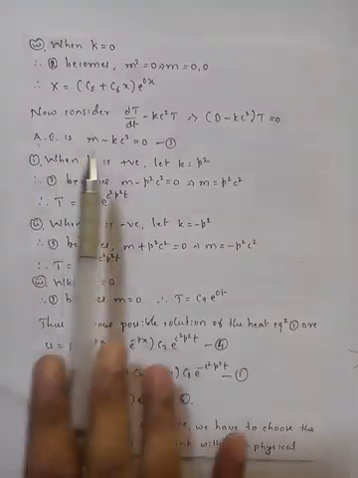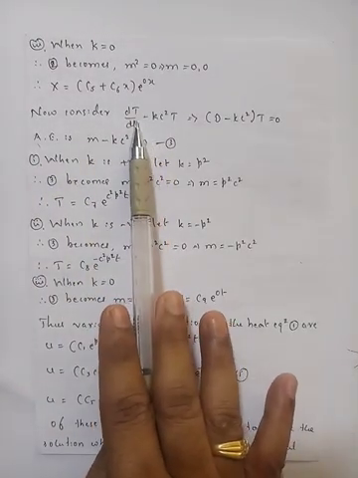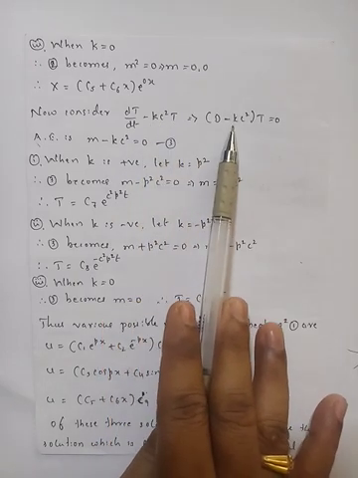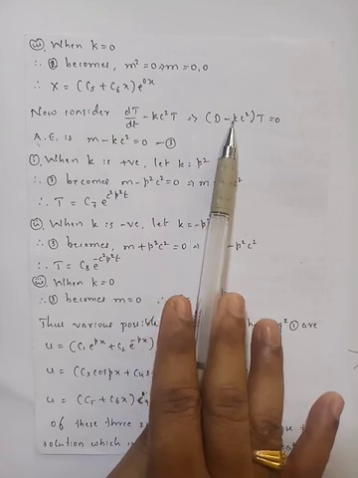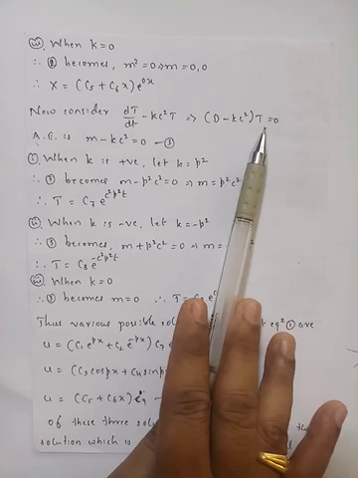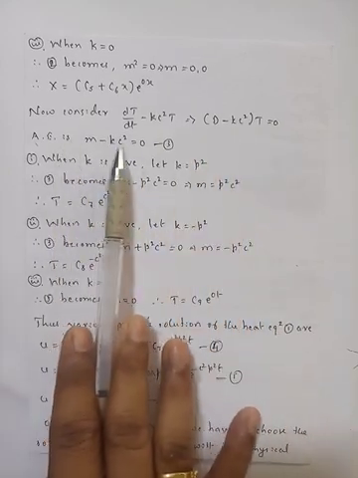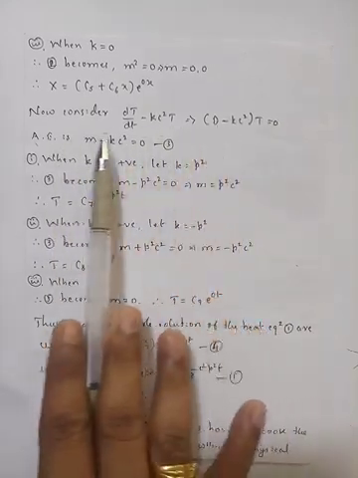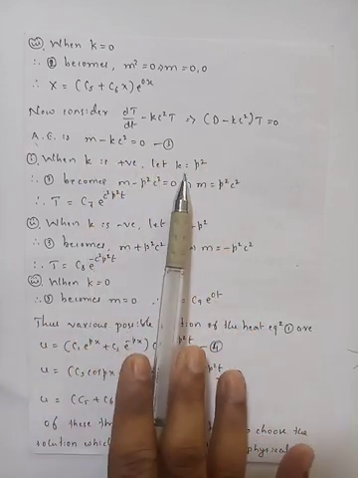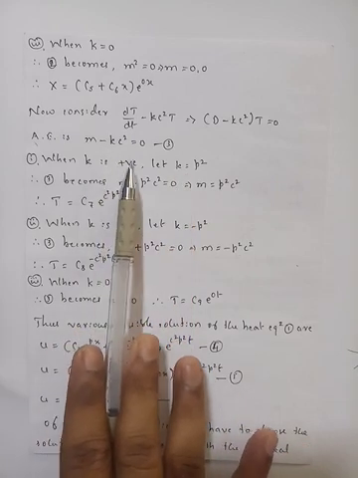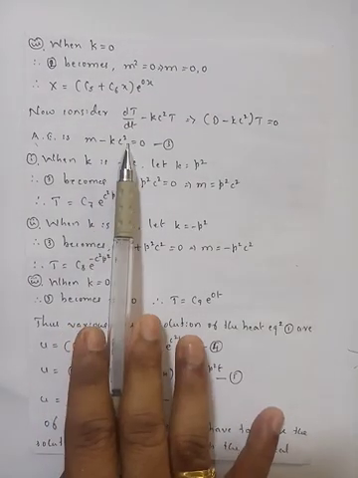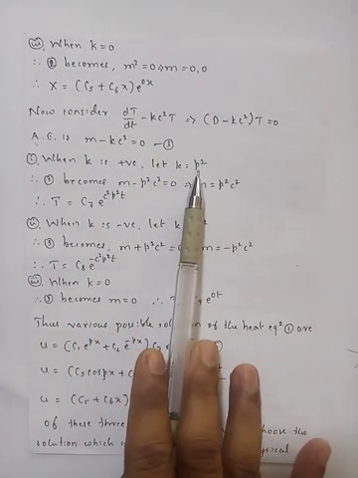Now we take the second ordinary differential equation, dT by dt minus k c square into T. We write it in the standard form as (D minus k c square) T equal to 0. So the auxiliary equation is m minus k c square equal to 0. Again we consider three cases: when k is positive, when k is negative, when k equal to 0. When k is positive, we take it in the form of p square.